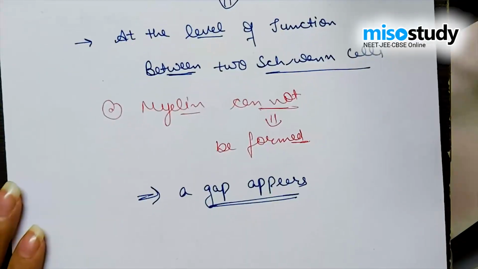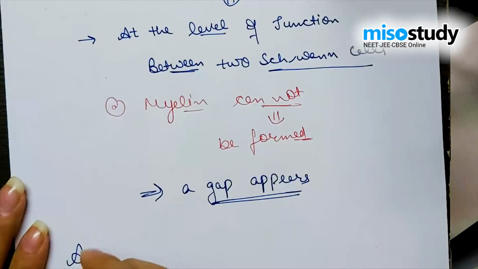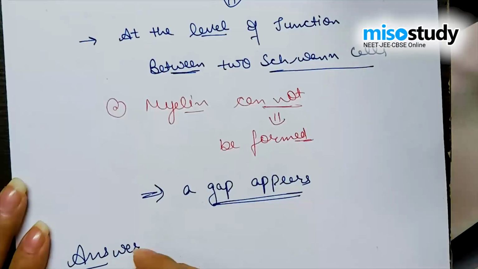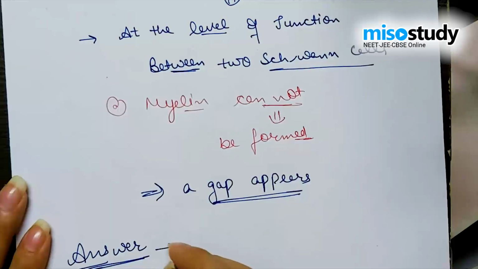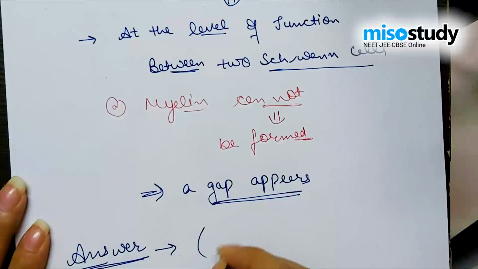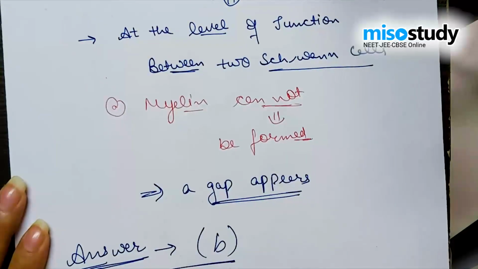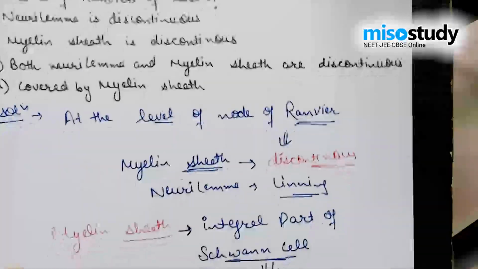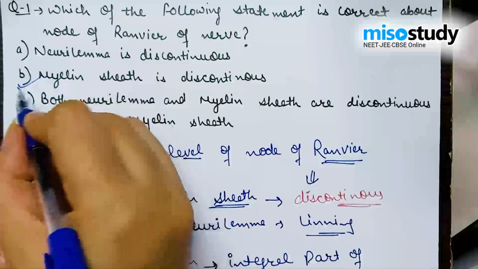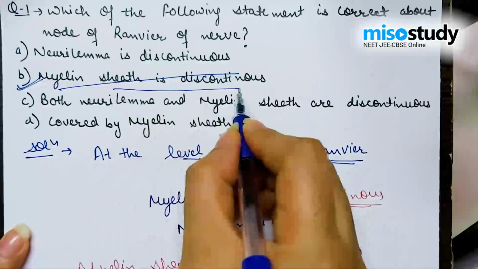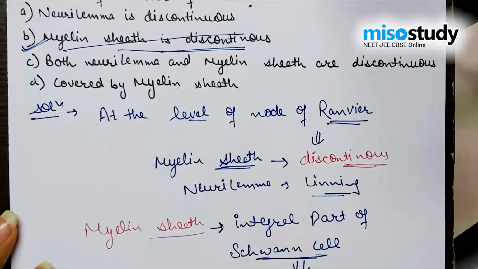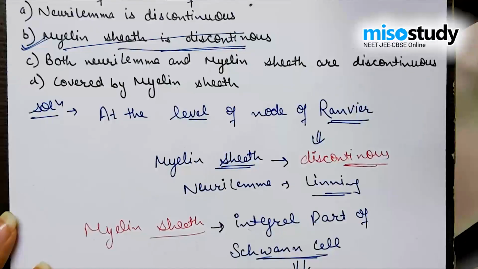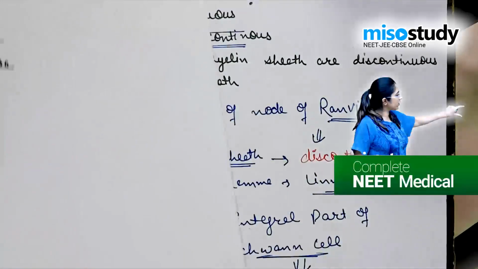And this is all because of the mentioned option, and the right answer in this case is option B. Option B is the right one in this case, that is, myelin sheaths are discontinuous. Let's move on to the next question.